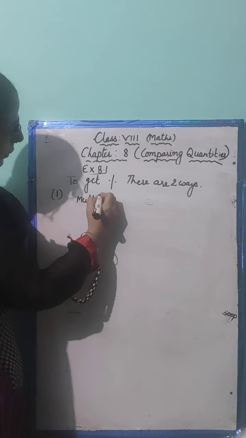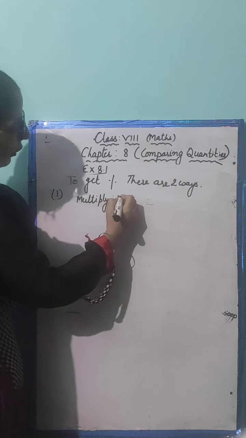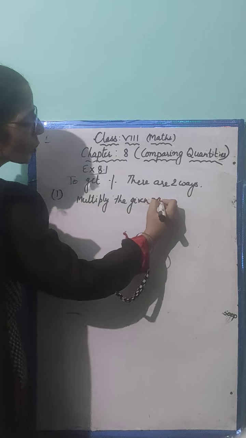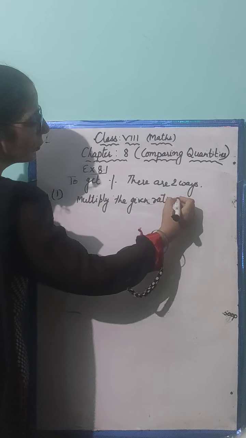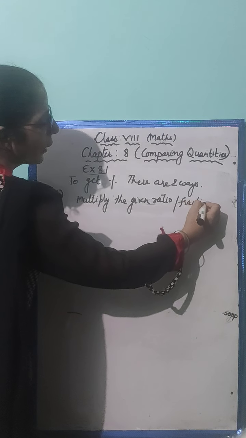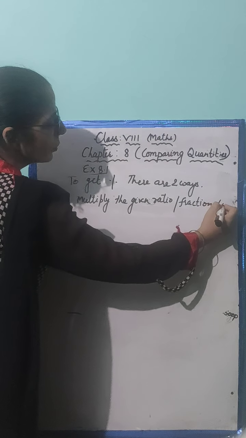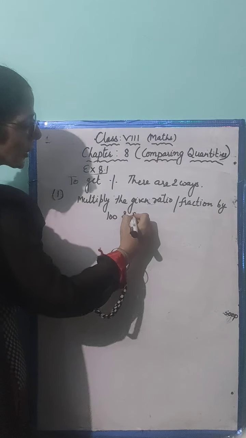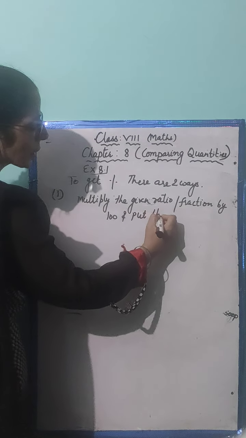Multiply the given fraction or ratio, given ratio or fraction, by 100 and put the sign of percent.